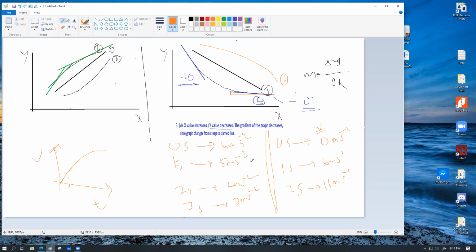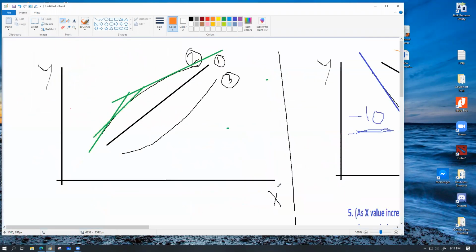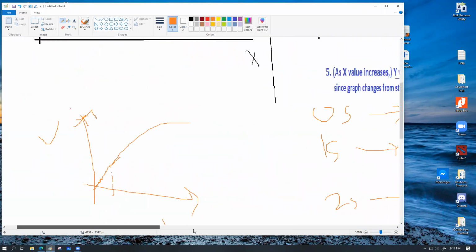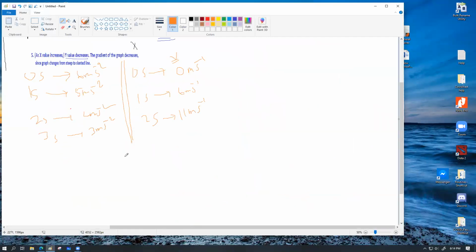So after the second second, the speed becomes 11 meters per second. What would be the speed of the object after the third second? It will also increase, but this time by a value of 4.